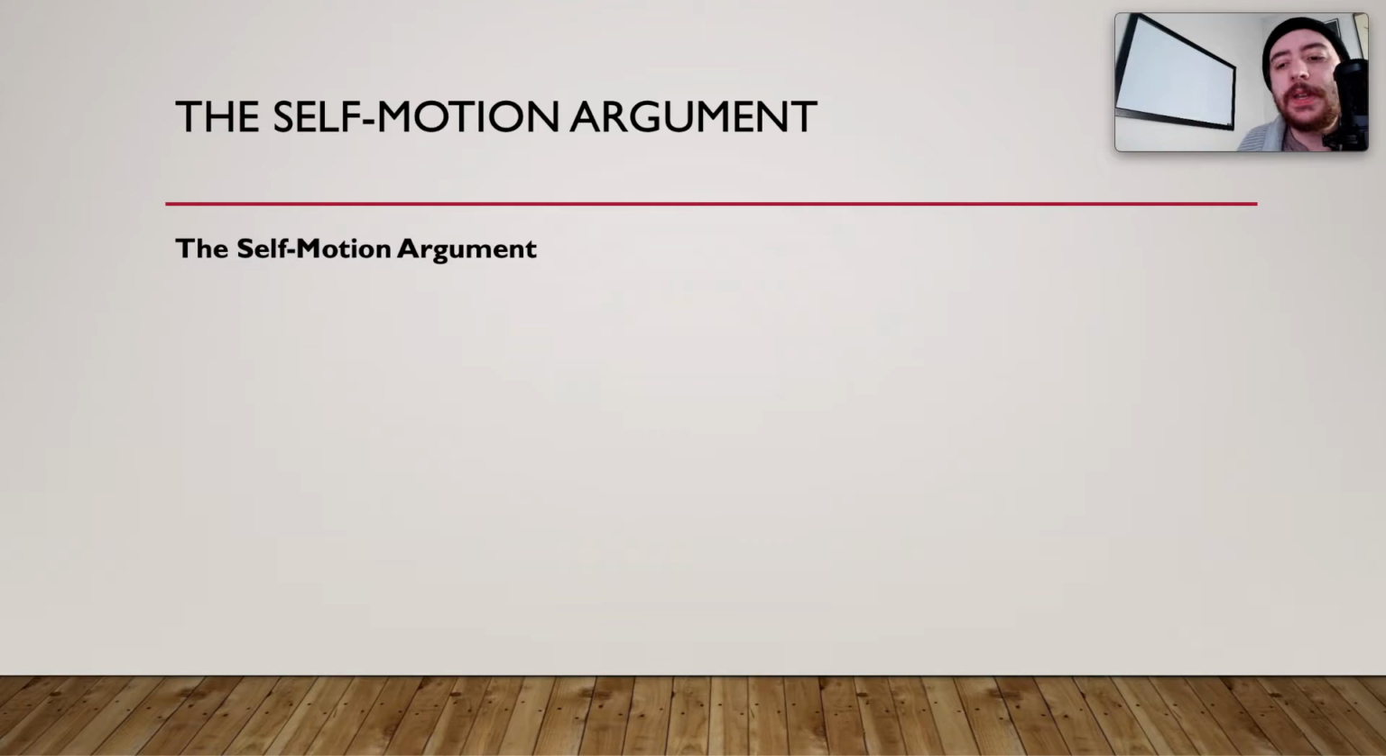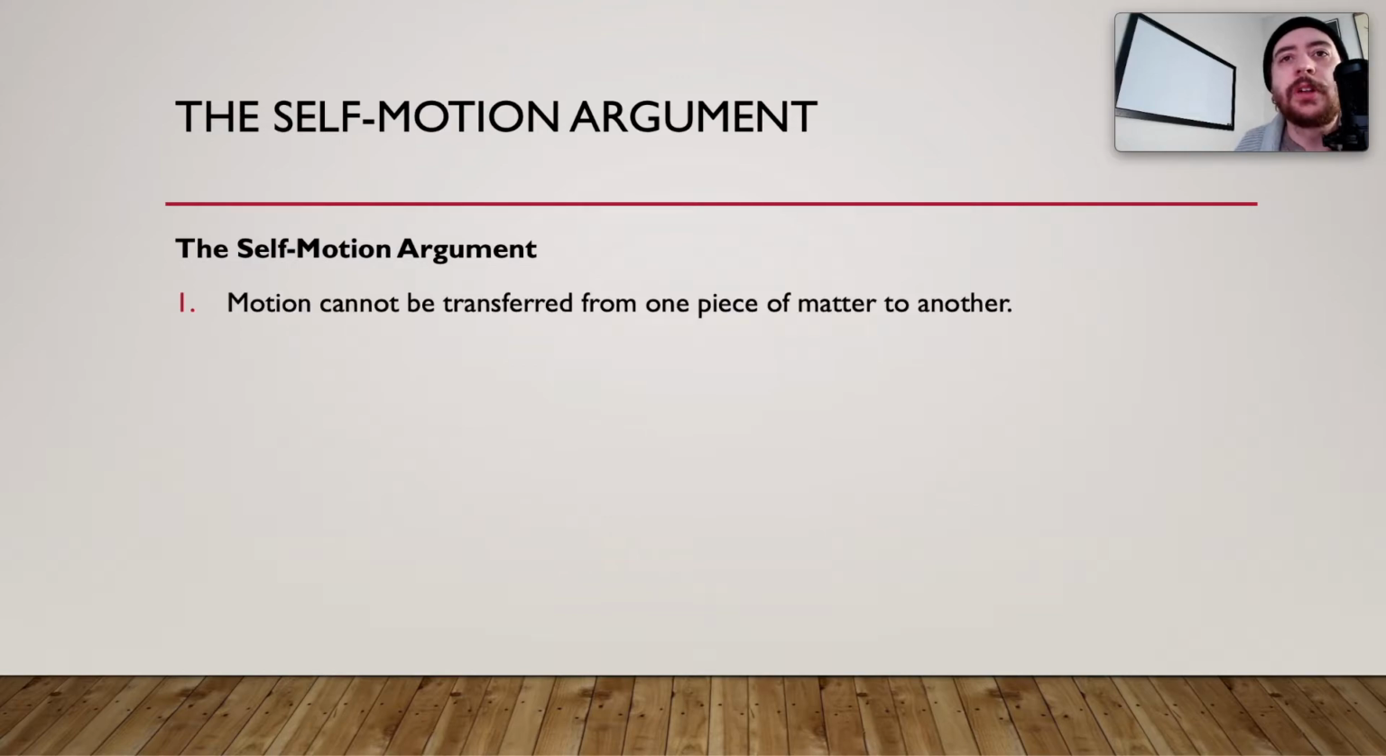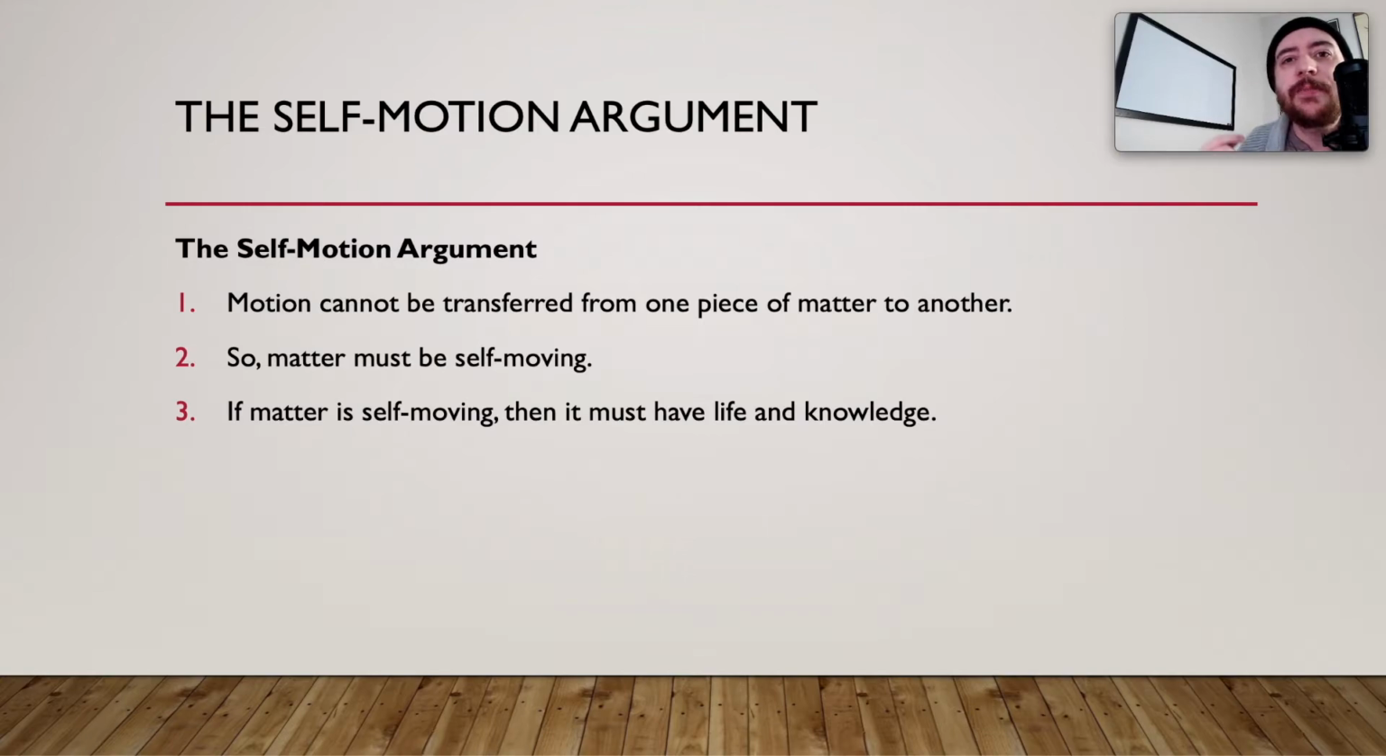Now, there's also a kind of appeal to self-motion. There's this idea that we've talked about before, that motion can't be transferred from one piece of matter to another. And so matter must be self-moving. There must be some internal principle by which it moves itself. But if matter is self-moving, if there's some internal principle, it must be sort of alive, and it must have knowledge in order to move itself.